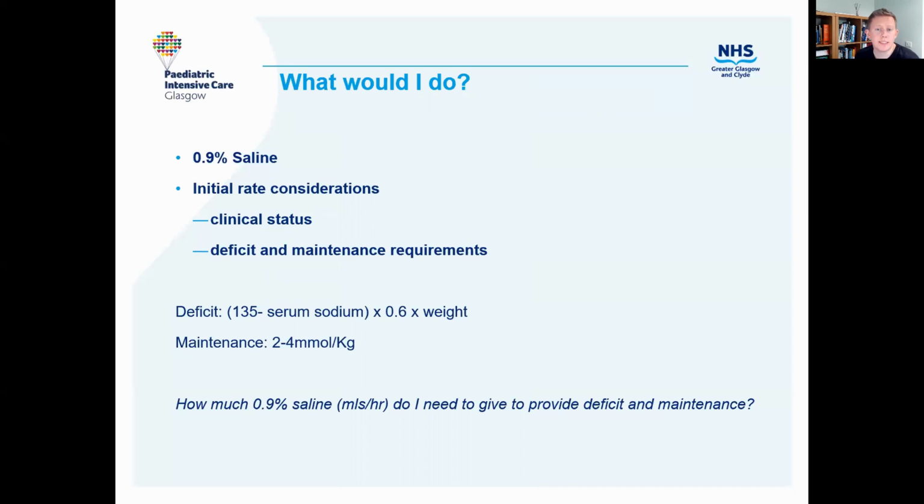In terms of deciding what rate you want to run your 0.9% saline at, there's a few considerations that you might want to think about. The first is the clinical status of the patient. We know they're a little bit on the dry side, but what do they actually need in terms of fluid? What we fundamentally want to achieve is a safe and steady rate of rise in their serum sodium. So my approach to this would be to calculate out this patient's deficit and maintenance requirements. Their deficit in terms of their sodium can be calculated using the equation on the slide.